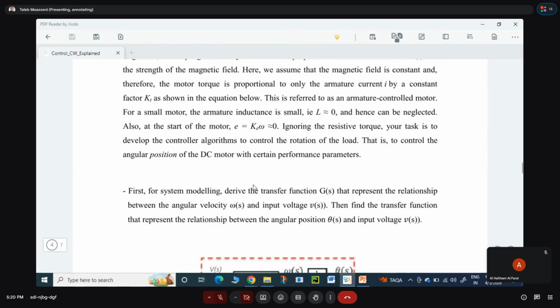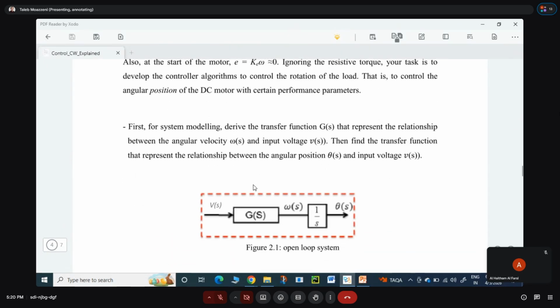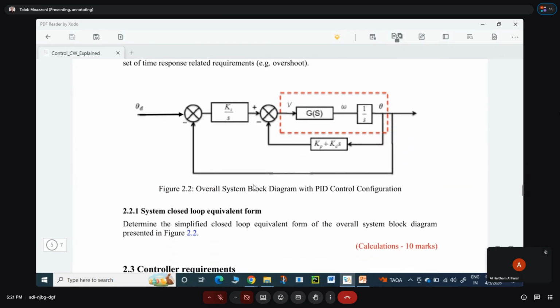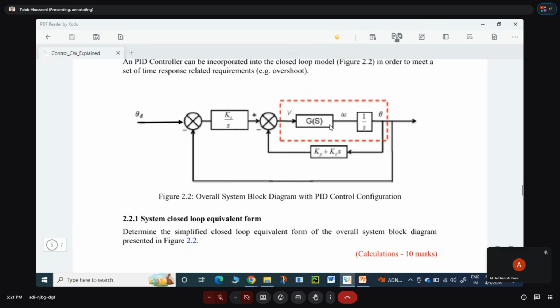So here I explain how they are connected, and then the transfer function. I give you this as part of the question to make it easy. Part of this is given to you, you don't need to start from scratch, so you can start from here. So G(s): the first step is to find G(s). What is the relationship between omega and V? There are some equations.